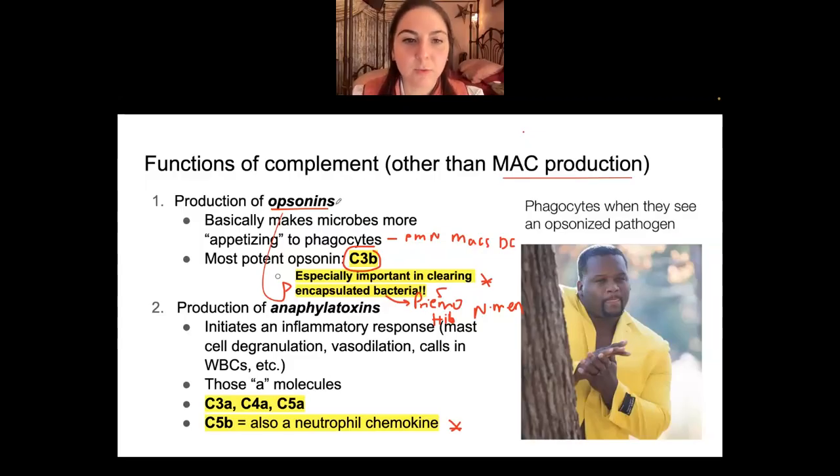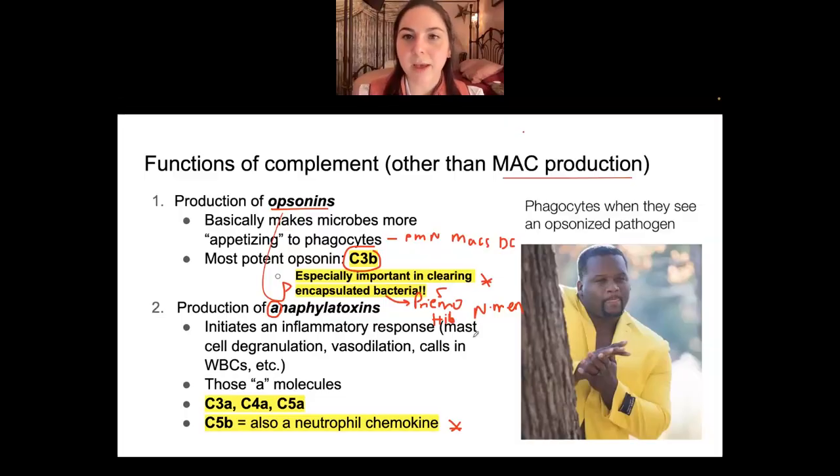You also get production of what are known as anaphylatoxins, and I don't mind this obnoxiously long word because it starts with A, and this is all of those A molecules. All of them are anaphylatoxins, and all anaphylatoxins are pro-inflammatory, like they initiate an inflammatory response. Some things we talked about yesterday are part of the inflammatory response: mast cell degranulation. Remember, mast cells release histamine, which causes vasodilation and makes the endothelial cells more leaky so things can go through. Then the neutrophil comes in from the site, going through margination, rolling, diapedesis, that whole thing. That's what we're stimulating with the anaphylatoxins.